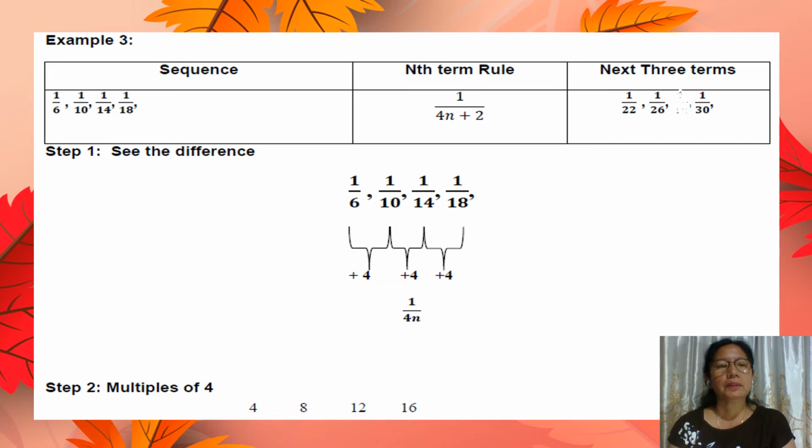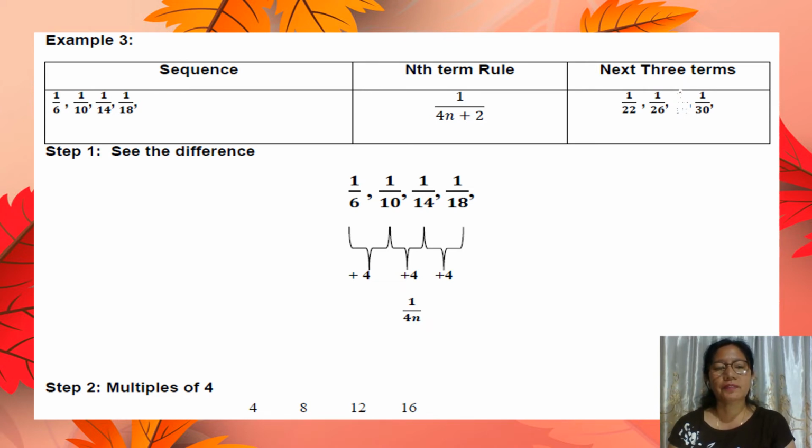plus 2. Now step 1, we are going to find the difference of the denominators. 6 and 10, that is added by 4, 10 and 14, again by 4, 14 and 18, plus 4. So we will just copy the numerator 1. All of the given terms are with a difference of 4. So we will write 4n, or 1 over 4n.